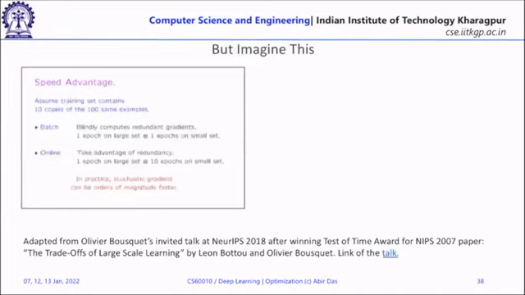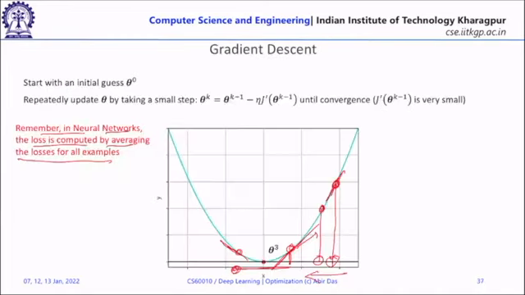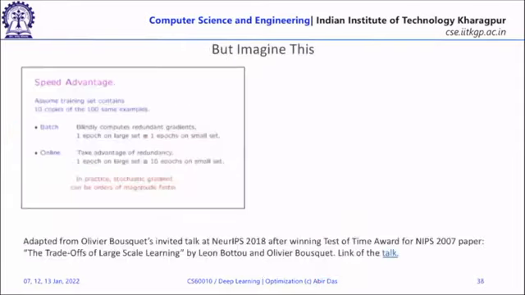Okay. So now, coming from this, remember in neural networks, the loss is computed by averaging the losses for all examples. But imagine this is a slide taken from NeurIPS. Probably you know about the NeurIPS conference, Neural Information Processing Systems, one of the topmost machine learning conferences. NeurIPS 18, after winning the Test of Time award for the NeurIPS, or at that time it was called NIPS, 2007 paper, the same conference. That is by Olivier Bousquet and Leon Bottou. So they actually got the Test of Time award.